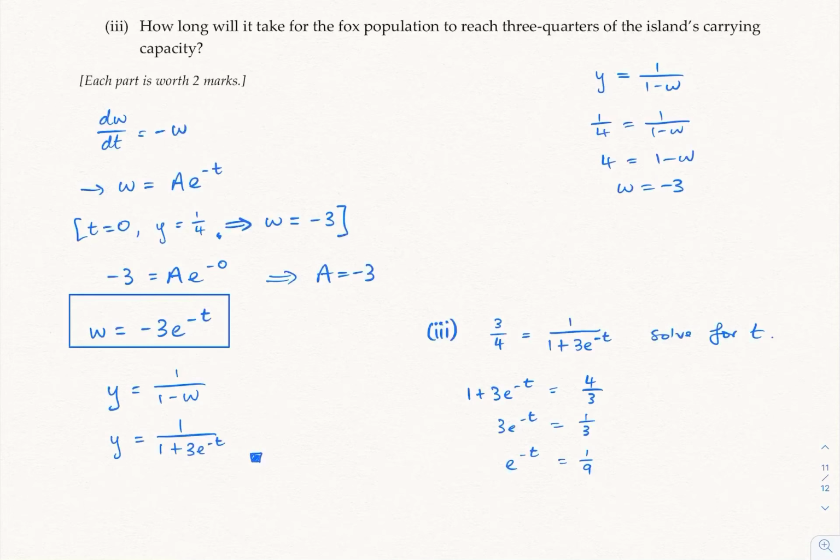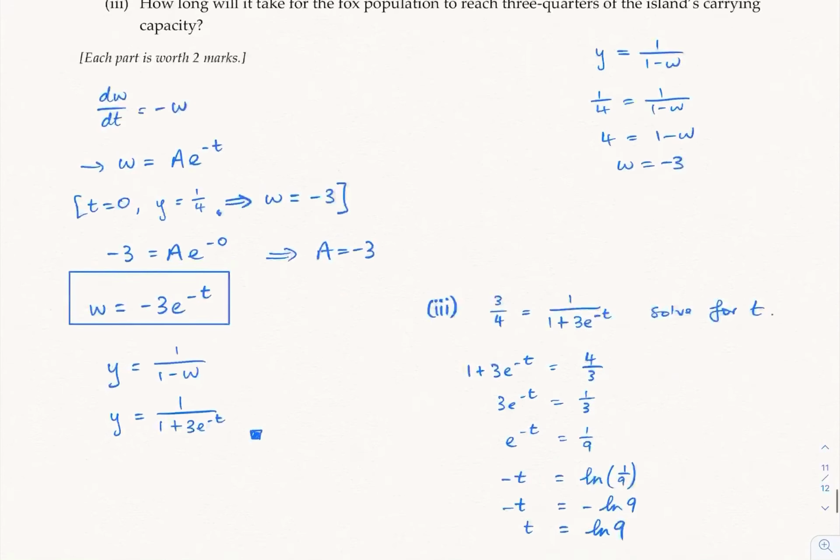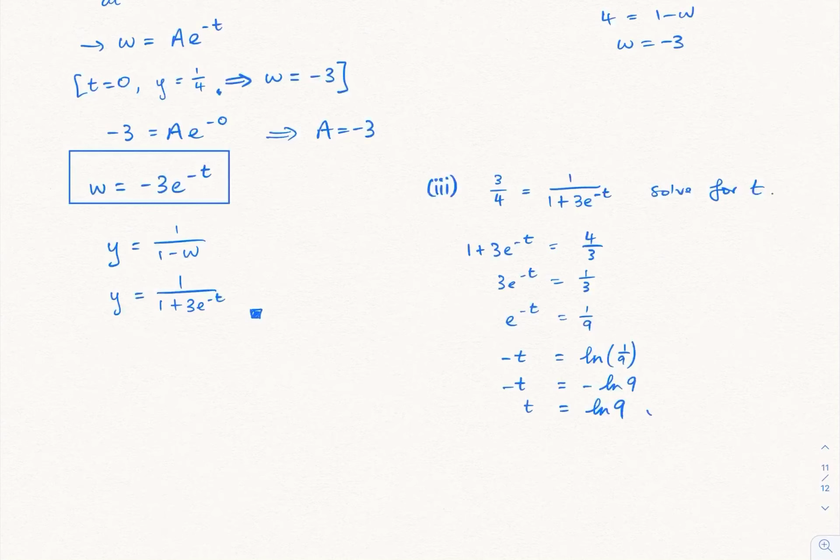and I guess, yep, take the logs, negative t equals log of 1 on 9, or also known as negative log 9, so t is log 9. How long will it take? Well, do we have units here? Yes, t equals ln 9 years. Done.